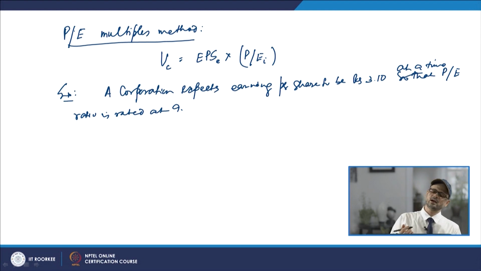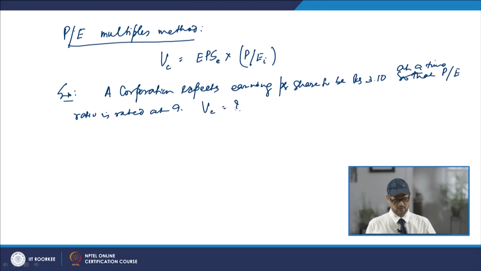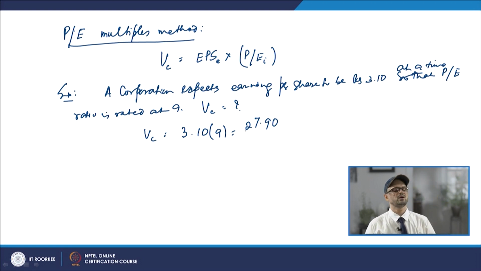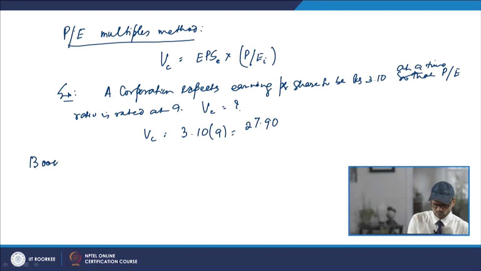Now, what will be a good estimation of the value of the share in that company? In that case you have to find the VC. We can simply find VC as the EPS, which is said to be 3.10, multiplied by the price by earning ratio, which is expected to be 9. So, it will be 27.90. That is how this price by earning multiples method works. There is another method that is known as the book value per share method.